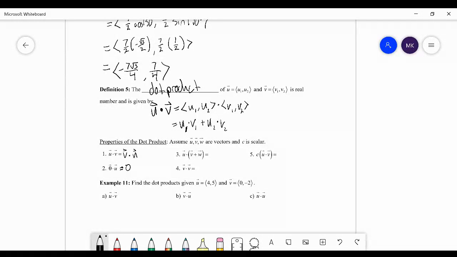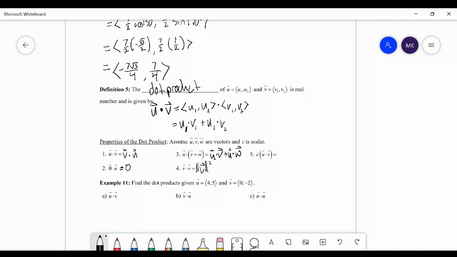If I am dotting a vector over vector addition, I can distribute that. So that is the same as the vector u dotted with the vector v plus vector u dotted with vector w. What's really kind of cool here is if I dot a vector with itself, that's simply equal to the magnitude of that vector squared.